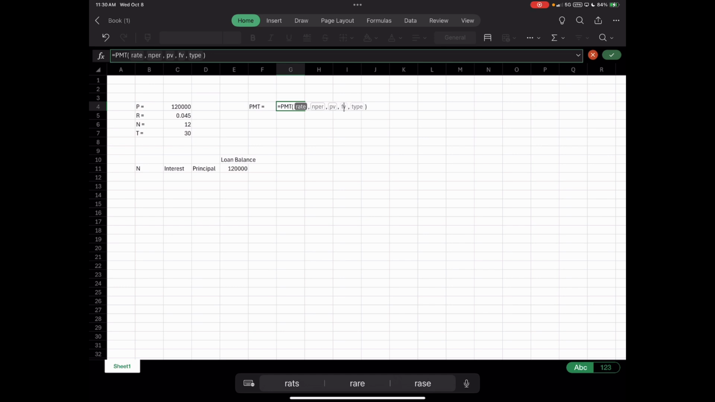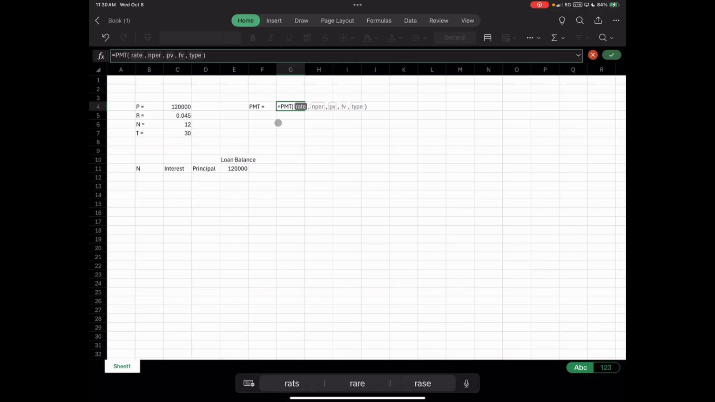Who wants to carry a mortgage indefinitely, right? And then type is, do you pay at the beginning of the month or the end of the month? And by default, it pays at the end of the month. So we're gonna leave these last 2 inputs off. All we really care about is the rate, the total number of periods, and my principal value.